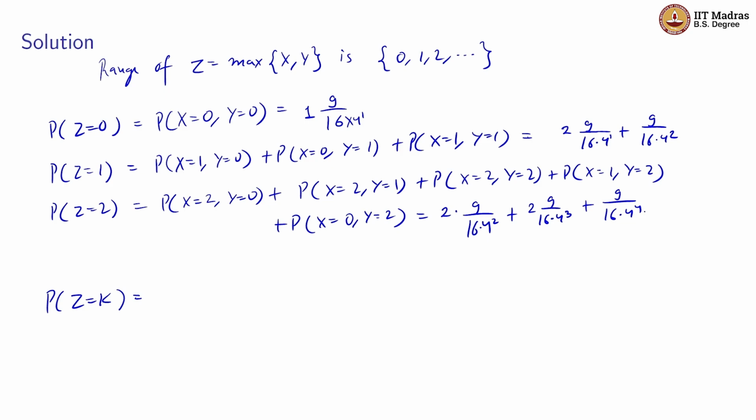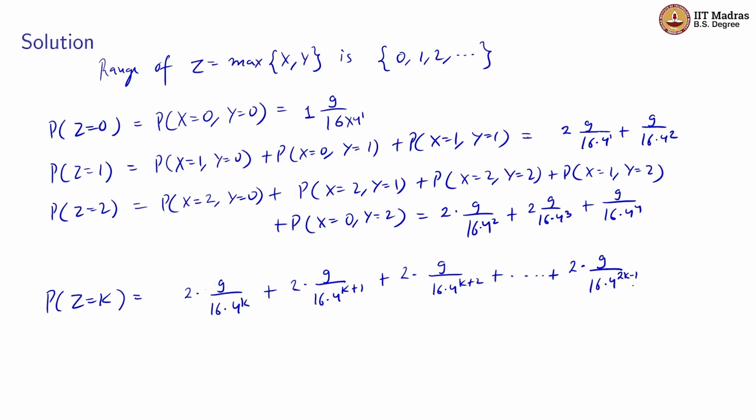So for probability z is equal to k, we will have, and this sequence will continue till 2 into 9 by 16 into 4 raised to the power 2k minus 1, and the last term will be 9 by 16 into 4 raised to the power 2k. So this generalization we can understand from probability z is equal to 2.